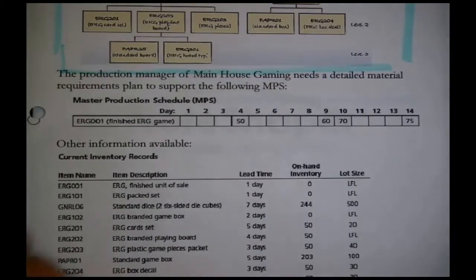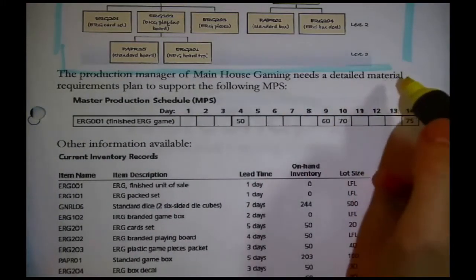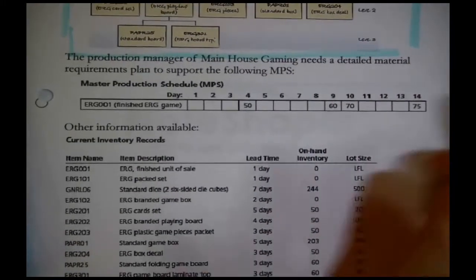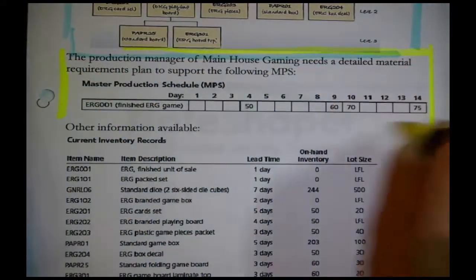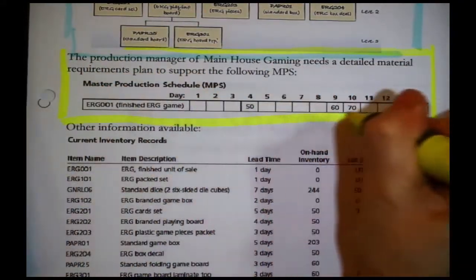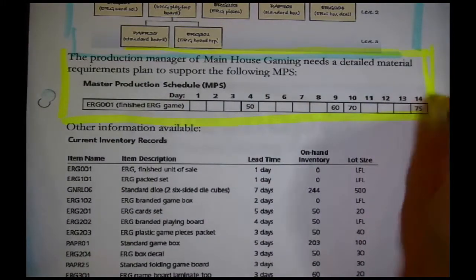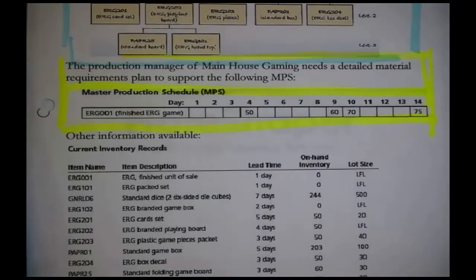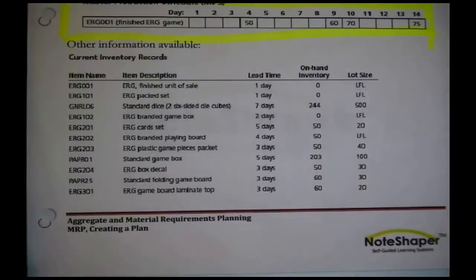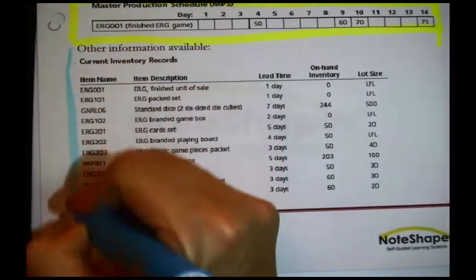What is this in the center? The production management of Main House Gaming has a detailed material requirements plan to support the following master production schedule. That's this actually right here. And then we have current inventory records.